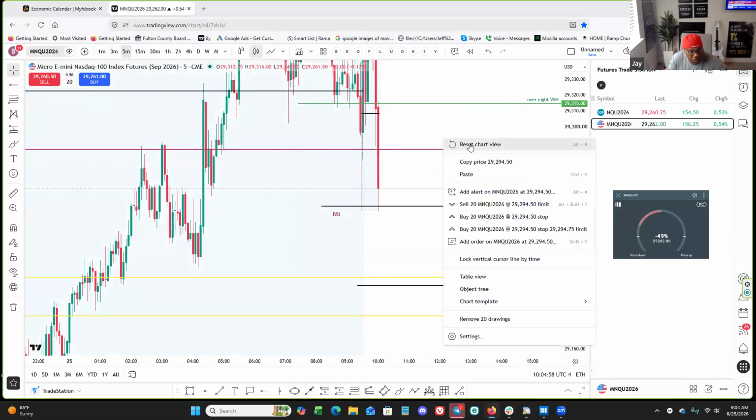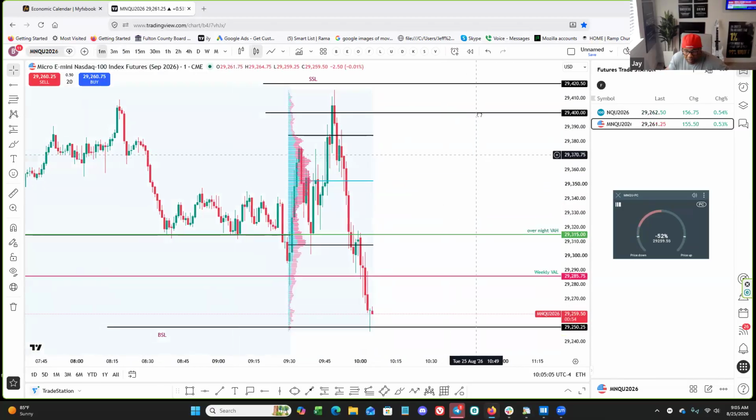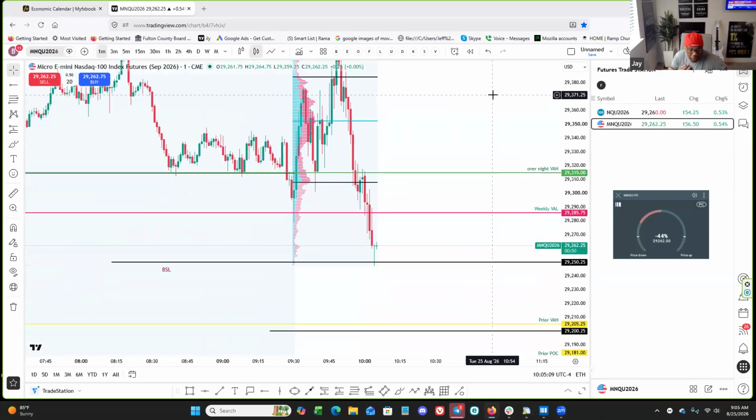Now we're gonna see what price is gonna do. Is price gonna keep trading lower? Probably so. But we'll see. If we don't get nothing in a few minutes, then hey, we already got a win.